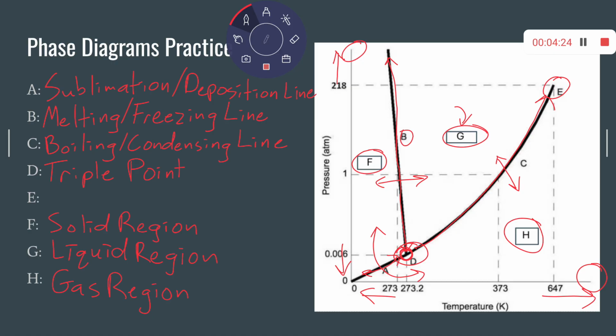And then E represents the end of my boundary line between gas and liquid. Beyond E, we enter what we call the supercritical region. And so E is my critical point. At temperatures and pressures beyond this point, this substance will behave as a supercritical fluid. And I hope you looked at that video on the last slide.